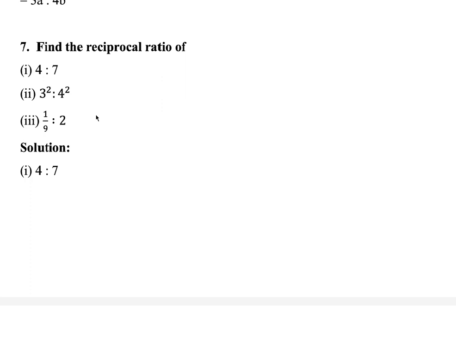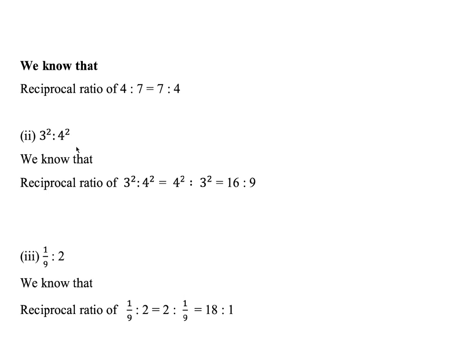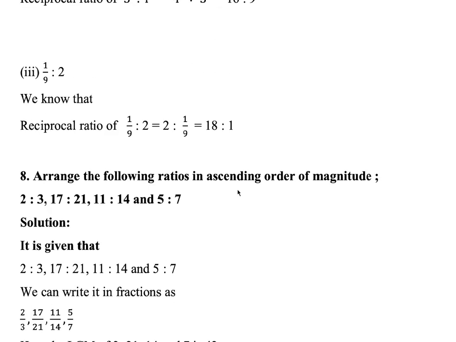Find the reciprocal ratio of the 3 problems that are there: 4 is to 7, 3 square is to 4 square, 1 by 9 is to 2. So let's solve 1 by 1. 4 is to 7. So the reciprocal ratio of 4 is to 7 will be reversed, 7 is to 4. 3 square is to 4 square, so that will be 4 square is to 3 square. That will be 16 is to 9. Come to the next problem.